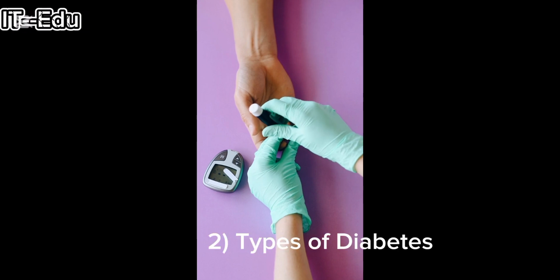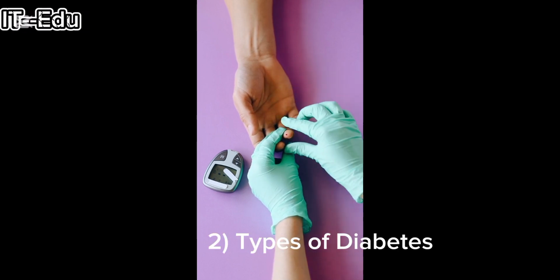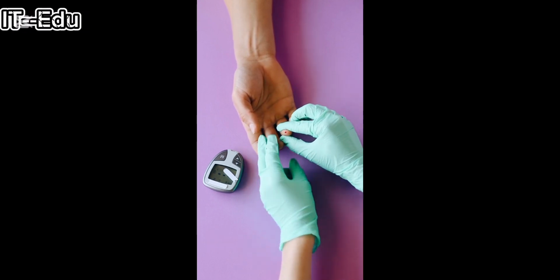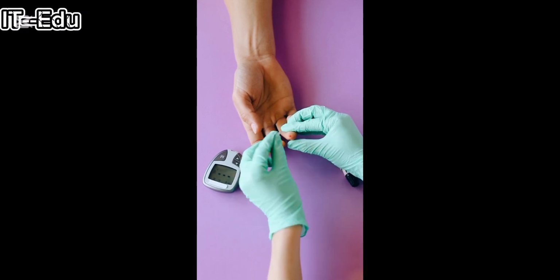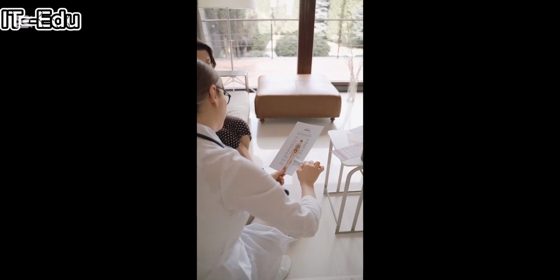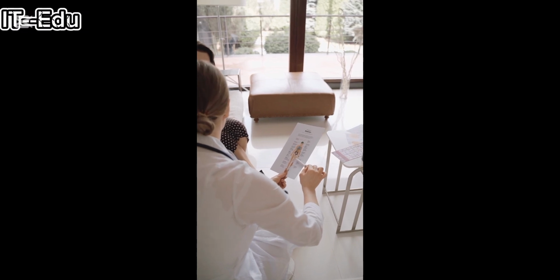Now, the second thing we need to know about diabetes is the types of diabetes. Well, there are basically 3 types of diabetes. The first type is type 1 diabetes. This is an autoimmune condition where the body attacks insulin-producing cells in the pancreas.